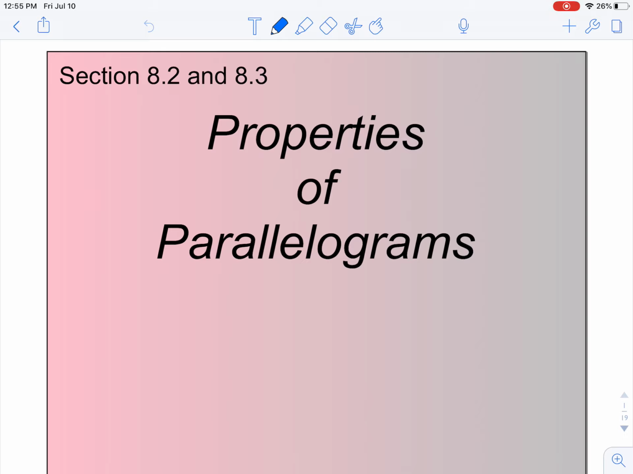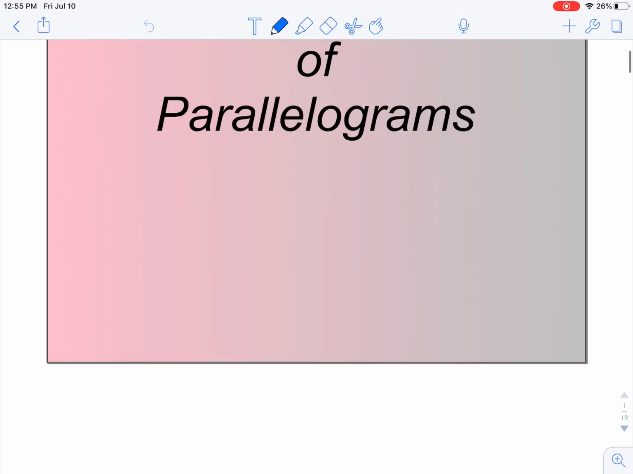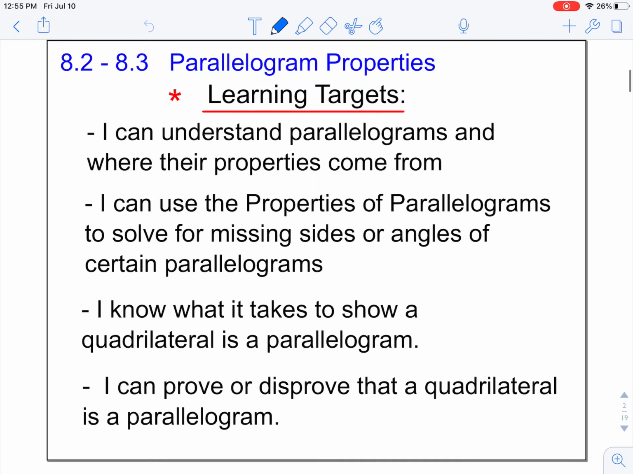Section 8.2 and 8.3, we're going to do this together because it really is the properties of parallelograms, and these are actually biconditional theorems. And rather than learn all of the theorems today and then in the next section learn all of the converses are also true, we're going to just cover it all in one.